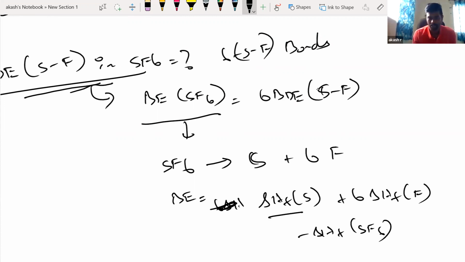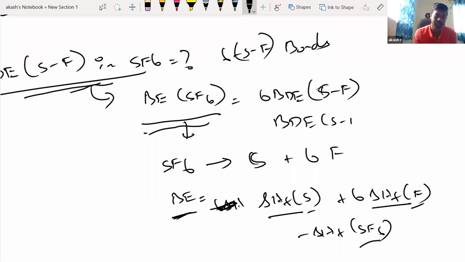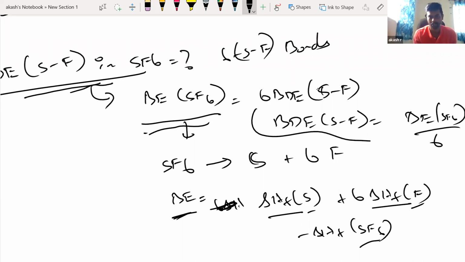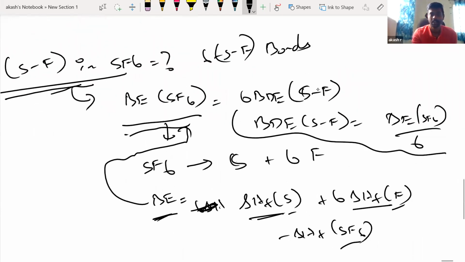So all the values are given to us. Sulfur's value is given, fluorine's value is given, SF6 value is given. So I'll be able to calculate the bond enthalpy. Once you calculate the bond enthalpy, you will be able to calculate the bond dissociation enthalpy of the SF bond to be equal to the bond enthalpy of SF6 divided by 6. That's it. And this is coming from here. I hope that makes sense.